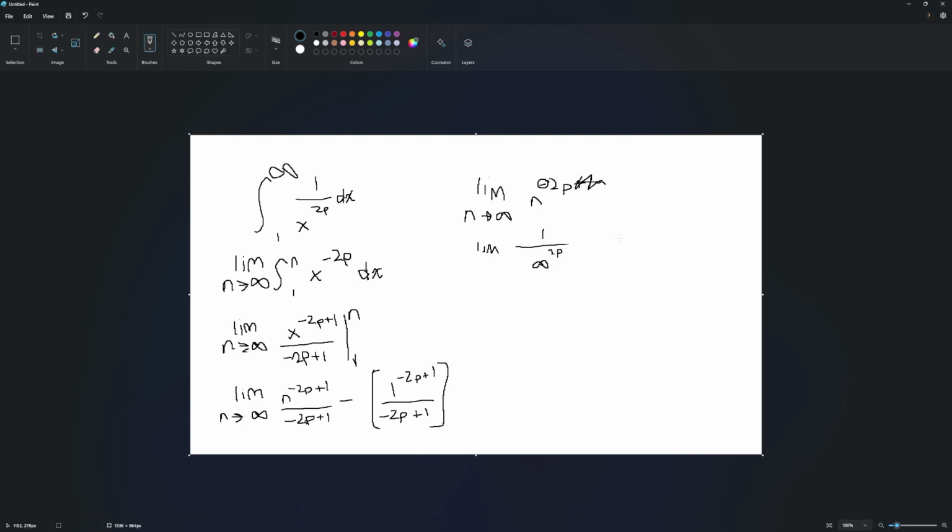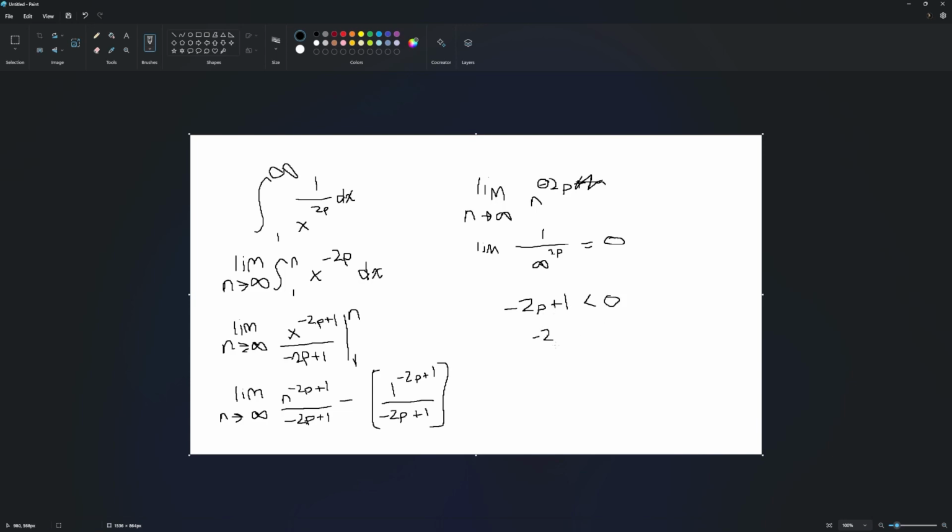It's 1 over infinity to the 2p. Now, infinity to any power is still infinity, and so you have 1 over infinity, which is equal to 0, right? So what we know is that as long as this exponent is negative, it's going to be convergent. So as long as the exponent of the n, the negative 2p plus 1, is negative, so less than 0, it's convergent.